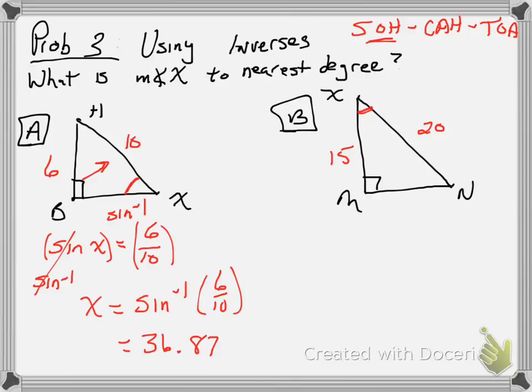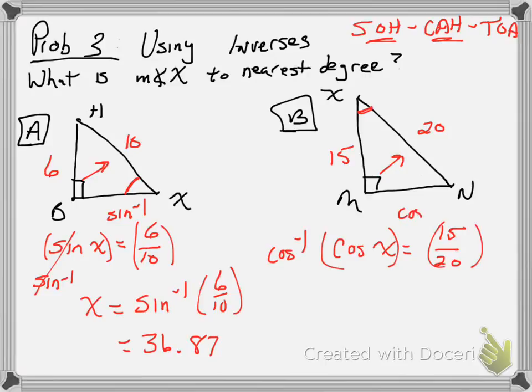If you look at B, what do we have? We're looking for angle x, which is up here. Again, identify your hypotenuse. We have adjacent and we have hypotenuse. That looks like cosine. So the cosine of x equals adjacent, which is 15, over my hypotenuse, which is 20. Again, do the inverse operation. So cosine inverse, cosine inverse. Gone and gone. x equals the inverse cosine of 15 over 20. Punch in your calculator, and we'll talk about that tomorrow. You get 41.41 approximately.